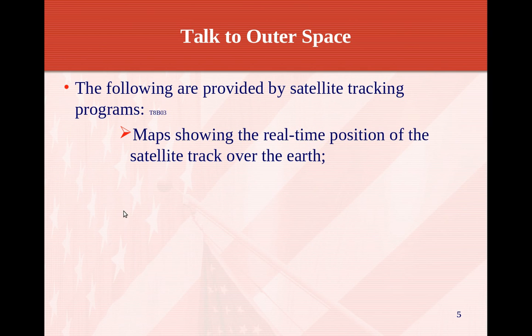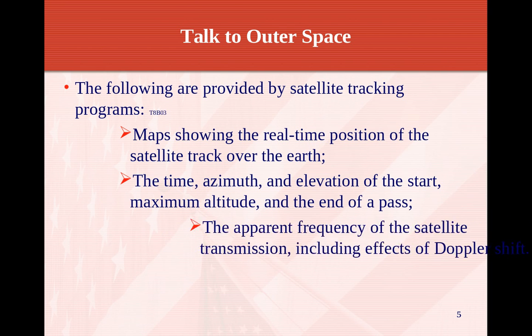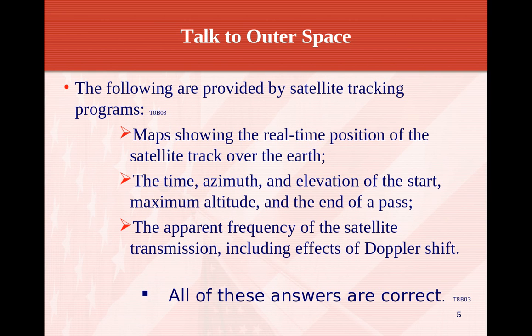The following is provided by satellite tracking programs: maps to show real-time position, satellite tracking over the Earth, the time, the azimuth and elevation at the start, maximum altitude at the end of the pass, the apparent frequency of the satellite transmission, including Doppler shift. All these choices are correct. So in a video in here, I'm going to show you how to get into the AMSAT Amateur Radio Satellite web page and track some satellites using their web application.